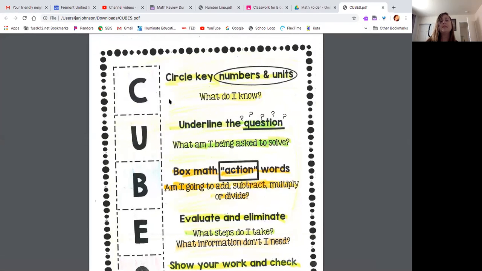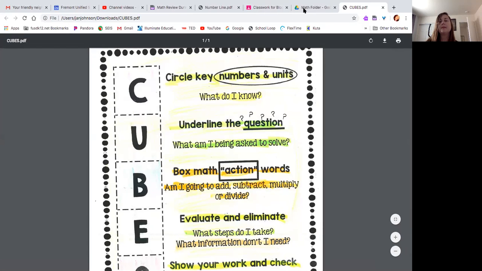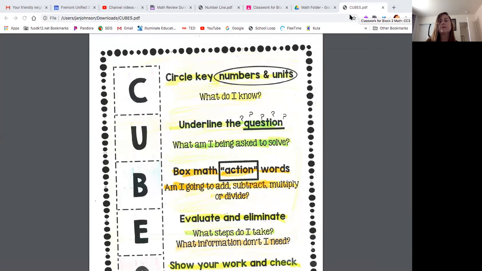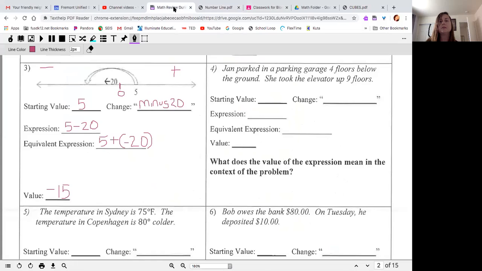So I'm looking at my cubes. And I start with C. Circle, key, number, and units. Okay. For this one, we don't actually answer with the units. Okay, so I'm going to circle, and I have a circle guy over here. I have 4.